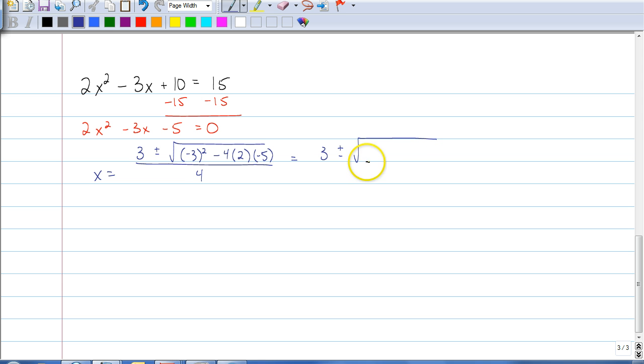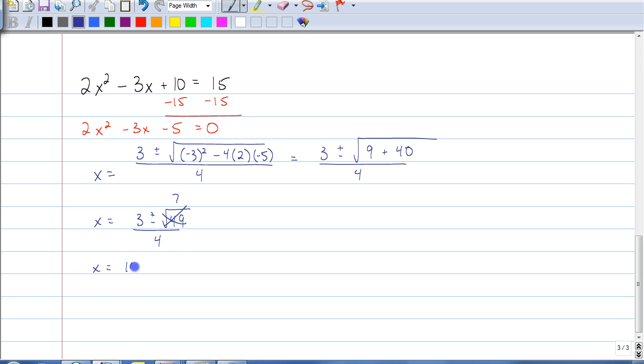Simplify these two parts under the radical. Negative 3 squared is a positive 9. Negative 4 times 2 is negative 8, times negative 5 is a positive 40. All again divided by 4. So now we get 3 plus or minus the square root of 49 divided by 4. Well, I know the square root of 49 is 7, so I have 3 plus 7 and 3 minus 7 all divided by 4.